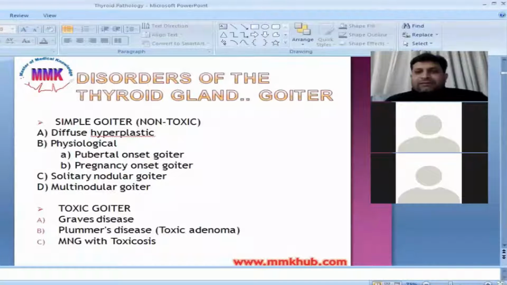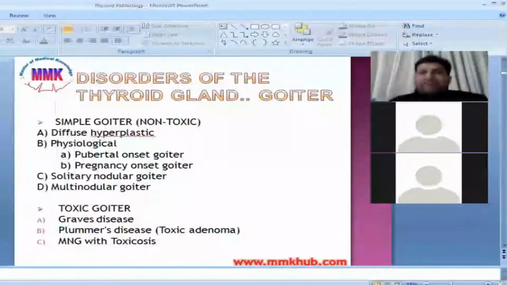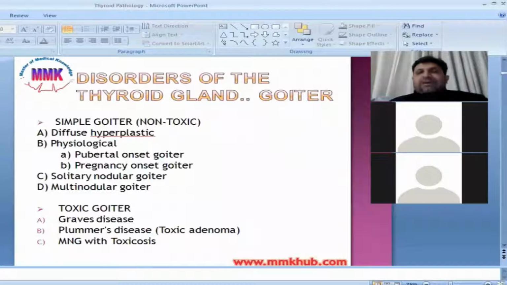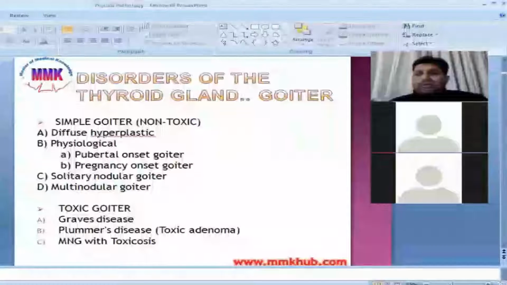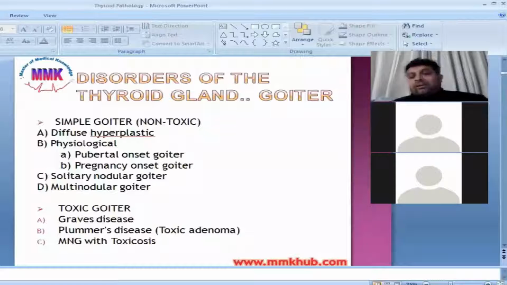Disorders of the thyroid gland. First of all, goiter. Goiter is the swelling of the thyroid gland. A goiter can be a simple goiter. Simple means it's non-toxic. It's not deranging the production of the hormone. Simple goiter can be diffuse hyperplastic type. It can be a physiological condition due to the onset of puberty or pregnancy. Similarly, simple goiter can be a solitary nodular goiter, in which there is a single nodule, or it can be a multinodular goiter, with multiple nodules in the thyroid gland.